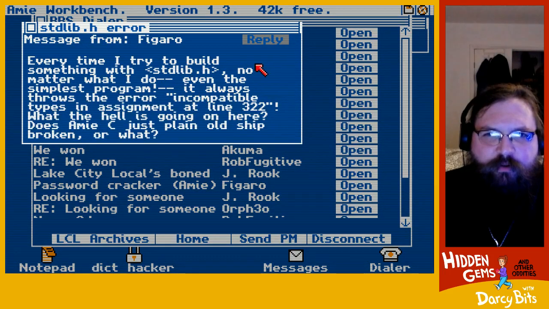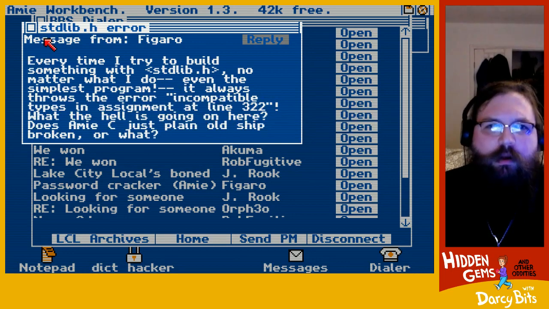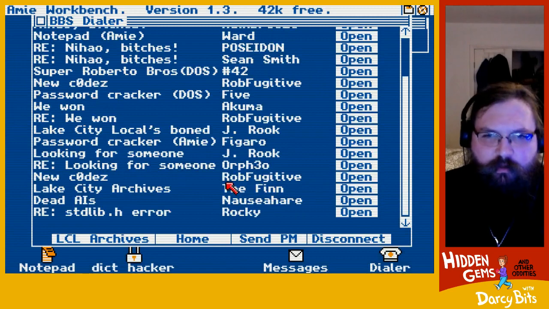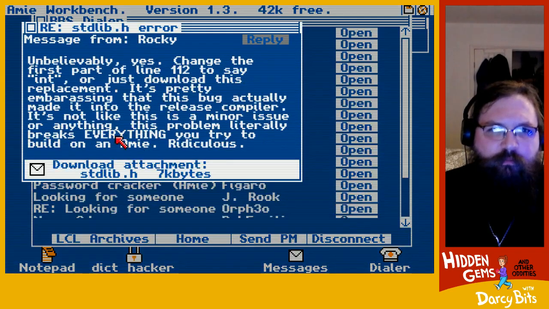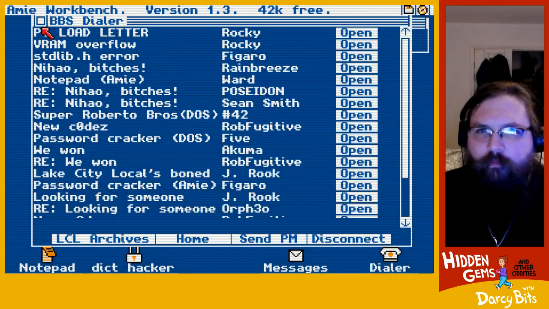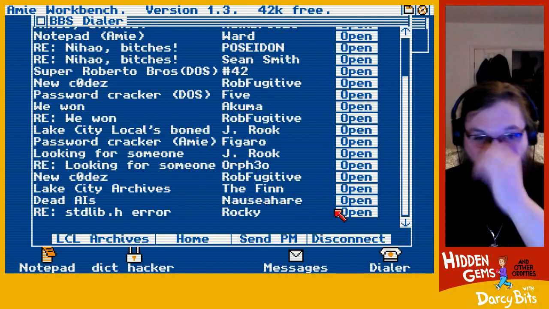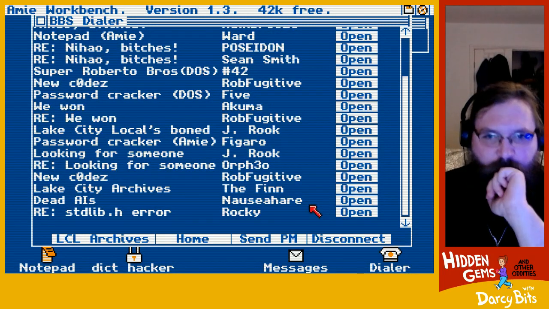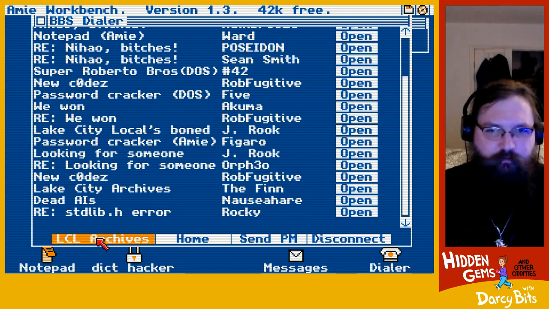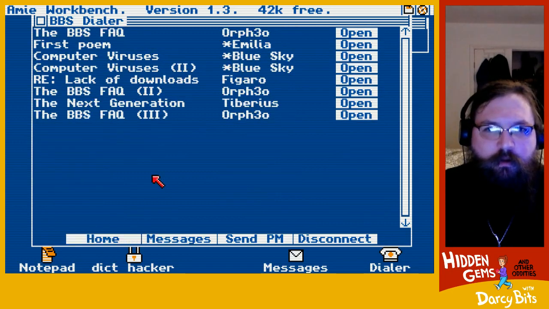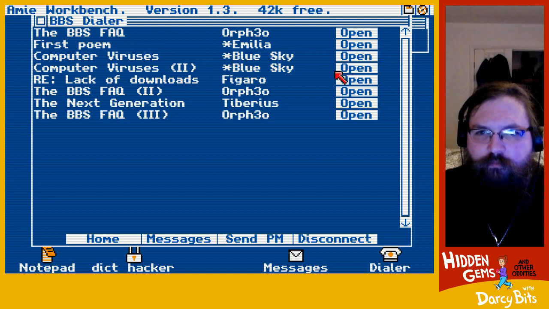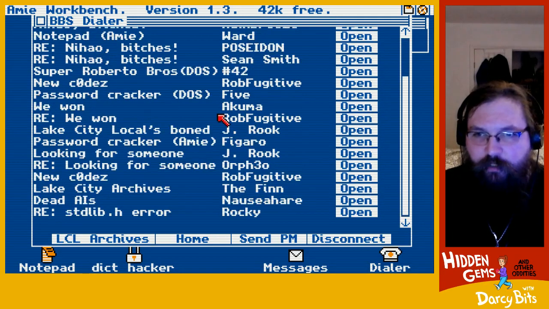Every time I try to build something with this, no matter what I do, even the simplest program, it always throws this. Okay. So if I need to compile something, I'll want to probably install this download. Alright, cool. I'll do that later. It would be nice if I could get a reply from Nausea Hair right away. Maybe I'll check out the archives and they'll reply by then. Doesn't seem like it. Oh, okay. Nope, that was enough time. Great.